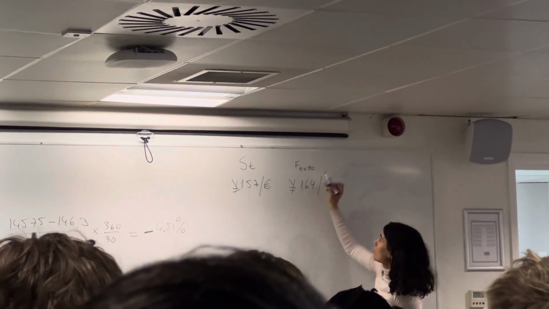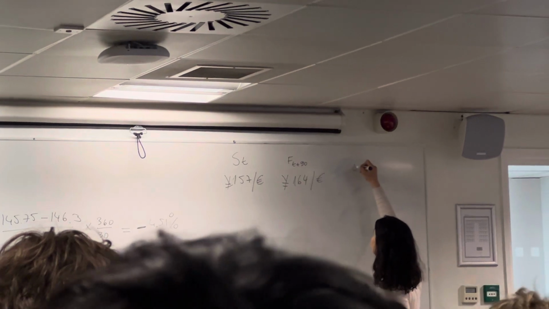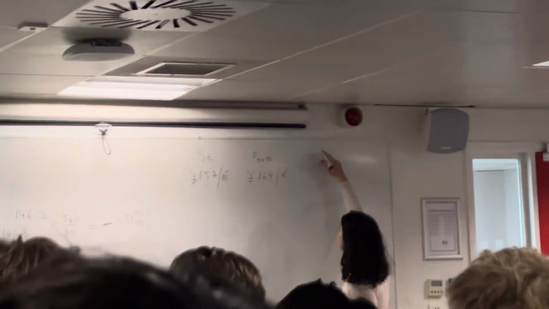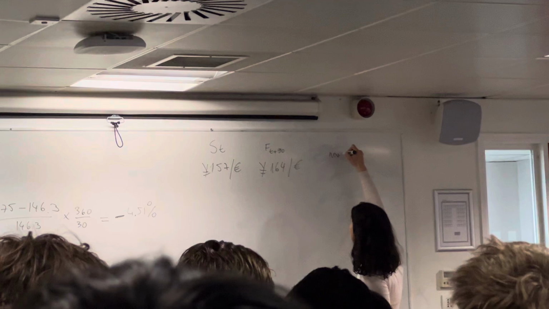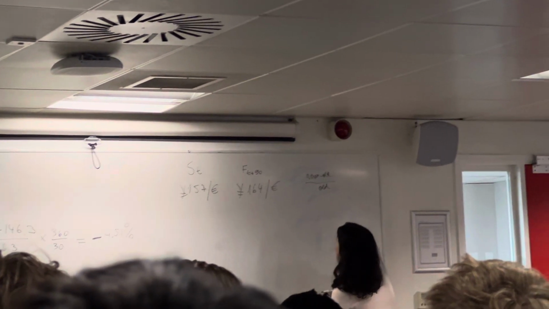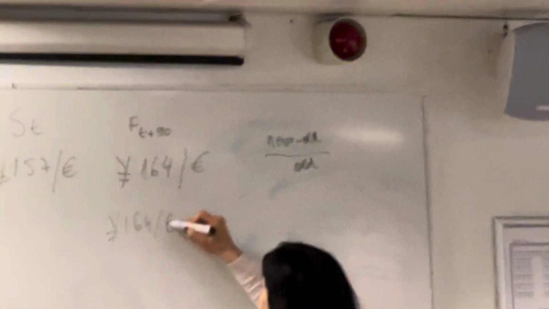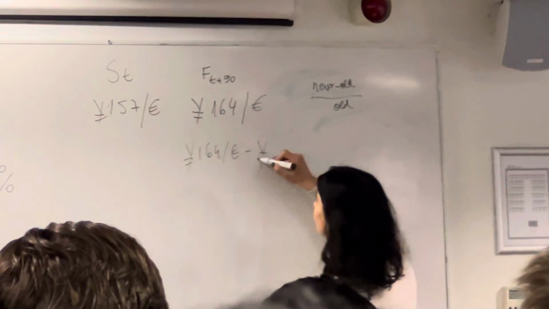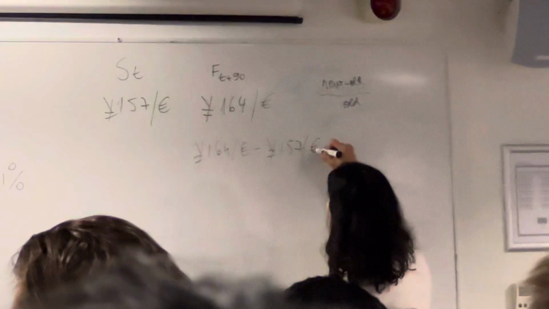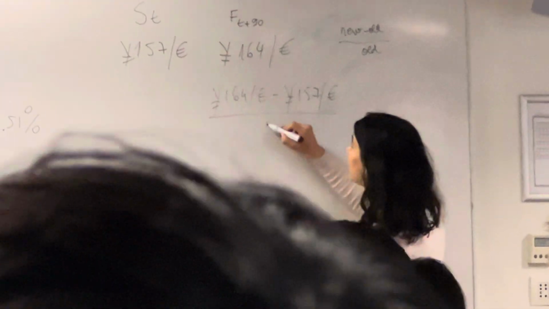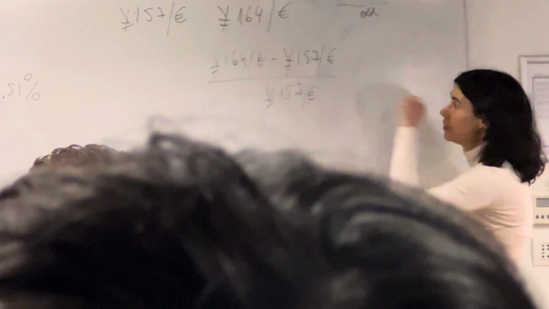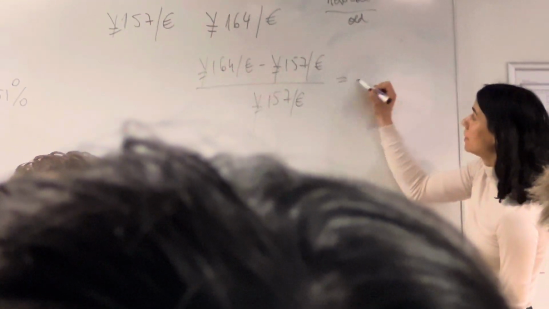So same as before, it's F. It's always the latest or new, right? It's like any percentage change: new versus old over old. So it's always the latest. So in the forward market we have 164 minus 157. So the premium or the discount is simply dictated by whatever we have at the numerator, whether this difference is positive or negative. And in this case it is positive.